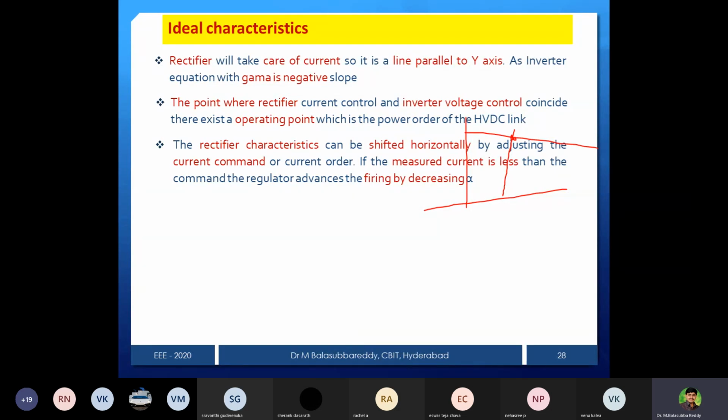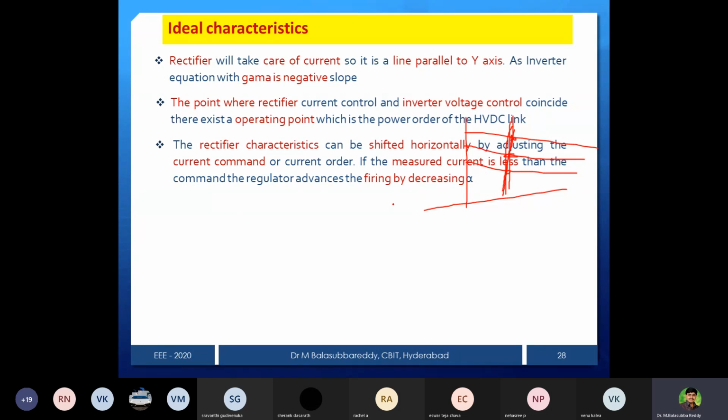The rectifier characteristic can be shifted horizontally. That means you can move the rectifier characteristic by decreasing the voltage and so on. You can move it like this, and still get it like this. Then the operating point is going to change. If your operating current is maintained constant and we are decreasing this way, you can get it as a current horizontally.